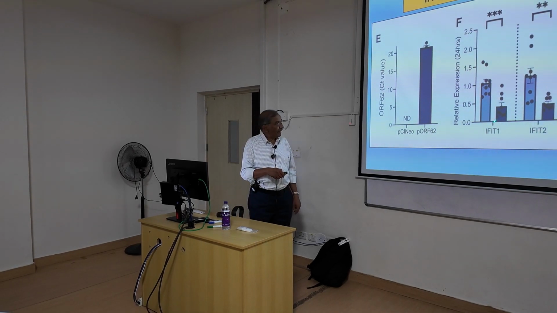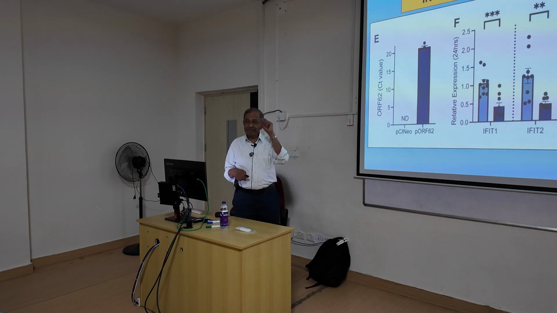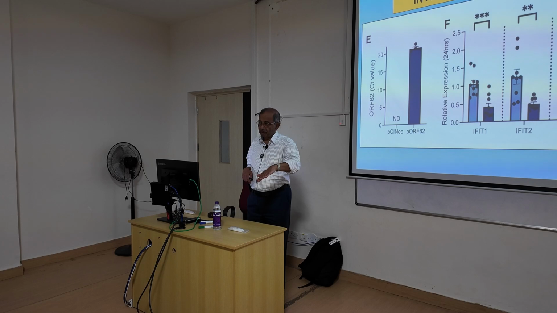Then when he added that, you see that IFIT1 is reduced. Alpha 2 is reduced, but these are all factors. But as you can see here, the vector alone, it comes down. In other words, that protein alone is enough to shut down your host response.